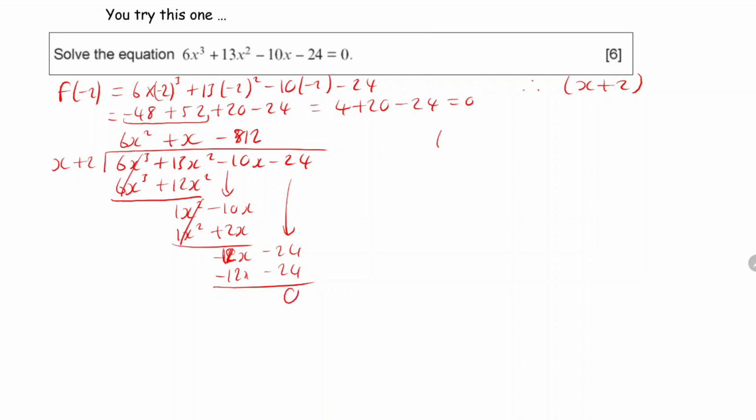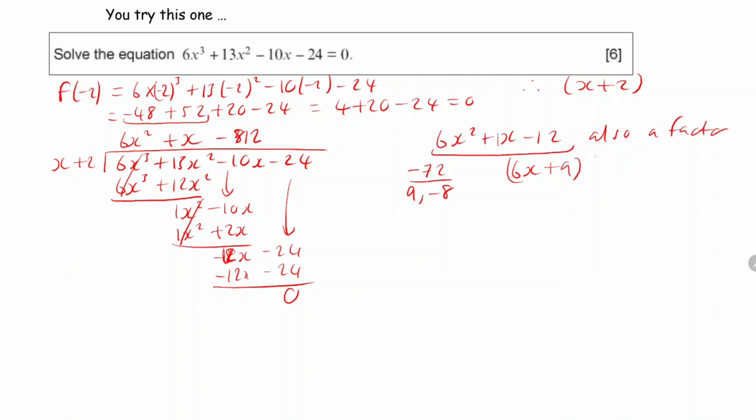So what we've discovered now is that 6x squared plus x minus 12 is also a factor. And the next step is to factorize this expression. Multiply the 6 by the minus 12, which gives you minus 72. Factor pairs of minus 72, which added together to give us 1. So that's going to be 9 and minus 8. Write out 6x plus 9, 6x minus 8. Simplify both brackets.